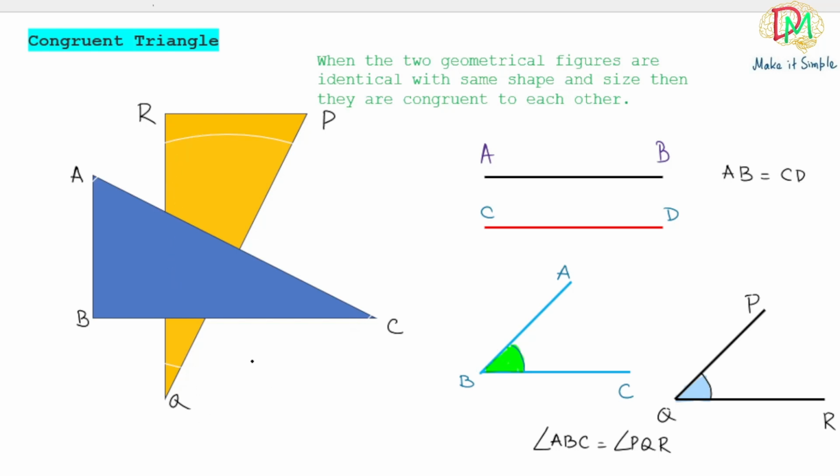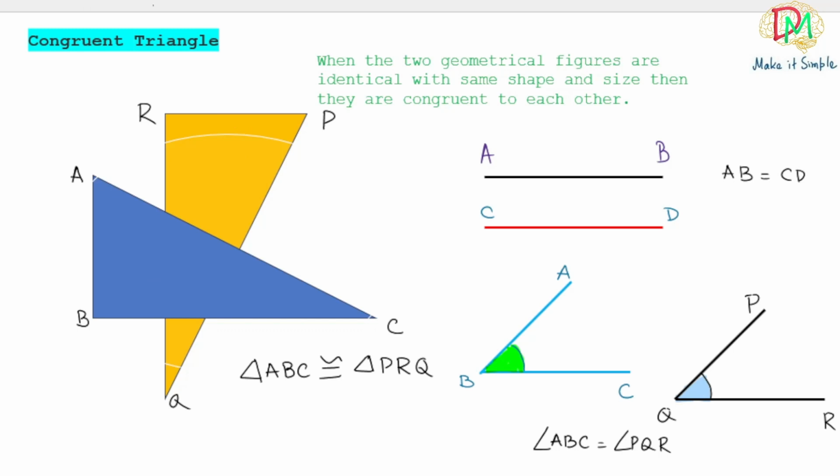So we can write triangle ABC congruent with triangle PRQ, not PQR. You must remember this. When you write, we must start with the identical point, then follow the orientation. Okay, the corresponding parts are very important.